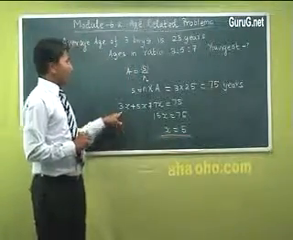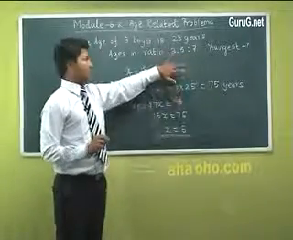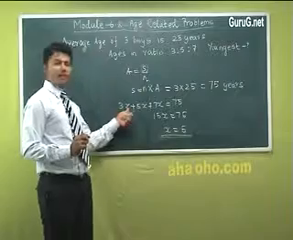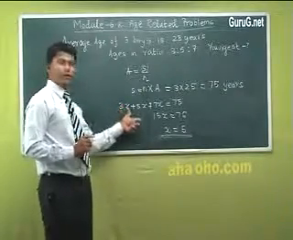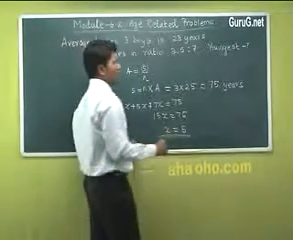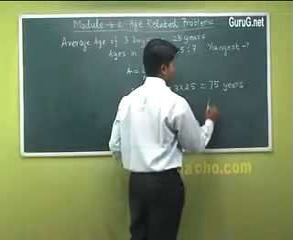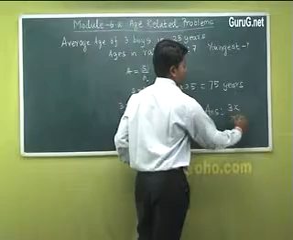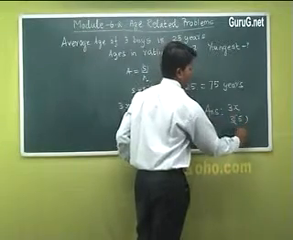So what is the lowest term in this ratio? 3x. X is equal to 5. Substitute x is equal to 5 here. 3 into 5 is 15. So the youngest age will be 3x, so 3 into 5, 15 years.